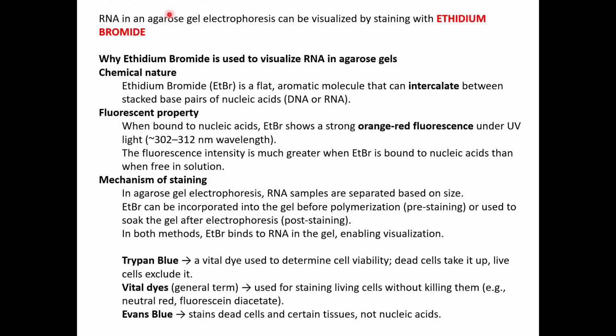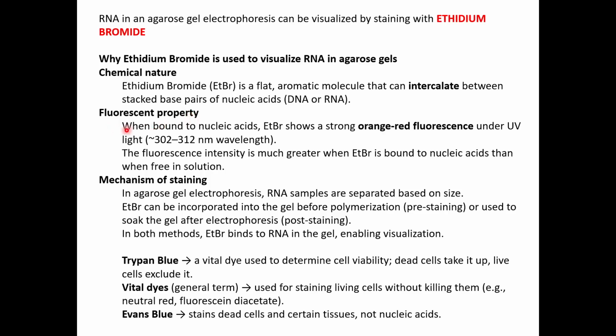So next is ETBR. RNA in an agarose gel electrophoresis can be visualized by staining with ethidium bromide, also called ETBR. Why ETBR is used to visualize RNA is because it is a flat, aromatic molecule, and it intercalates between the stacked base pairs of the nucleic acid. So you have your secondary structure of your RNA and you have your hydrogen base pairs. What your ETBR does is it goes and sits in between those base pairs so that when you put it under UV, it illuminates, showcasing your nucleic acid.